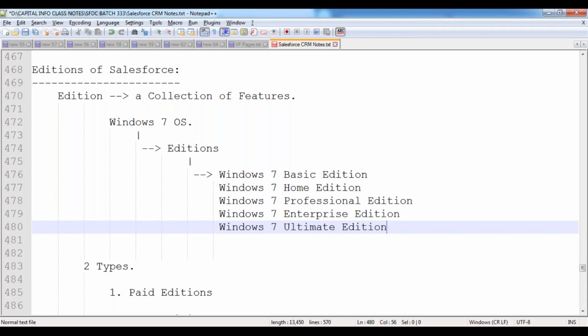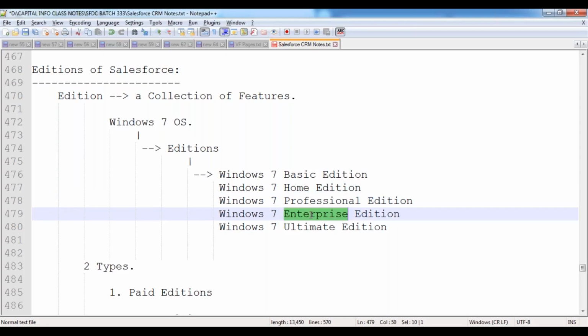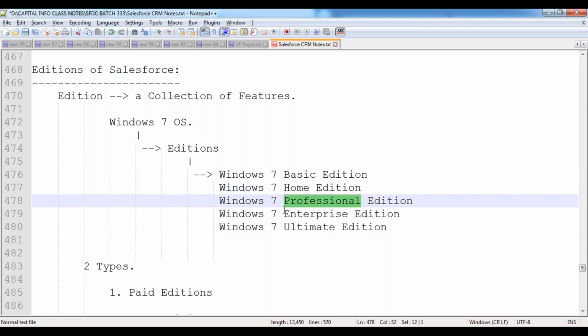Everybody uses Windows 7 as part of their personal PCs. It may be a desktop, it may be a laptop. But in the system you're using the Windows 7 operating system, and as part of this Windows 7, so many editions are available. Basic Edition provides fewer features, Home Edition provides some more additional features, Professional has some more advanced, and then Enterprise some more advanced, and Ultimate gives you the most features. Like that, we have editions not only in Salesforce, everywhere. Whatever software is available in our real world, all of it has various editions.